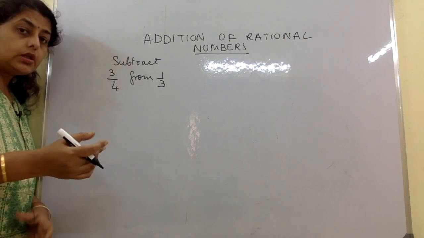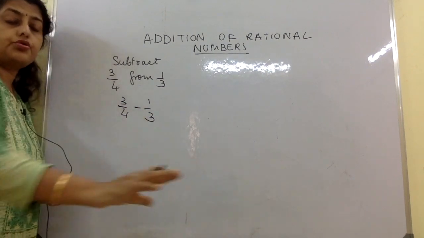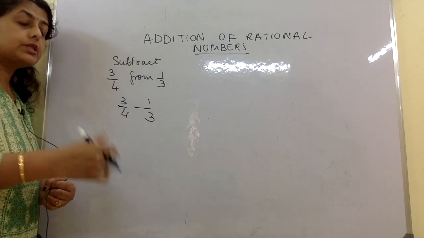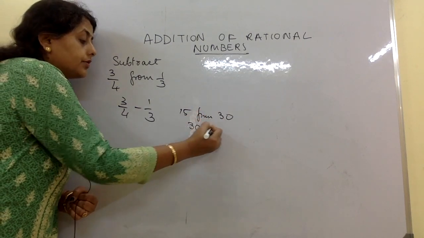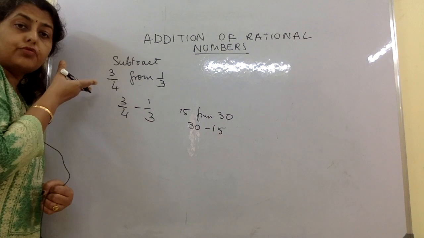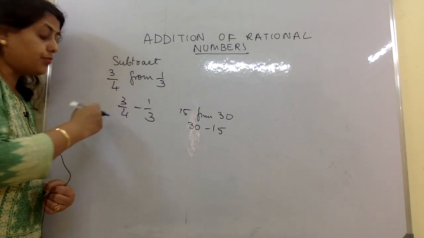50% of the people do this. 3 by 4 minus 1 by 3 and it goes wrong. Okay, if I tell you subtract 15 from 30, will you not write the 30 first and then the 15? So what went wrong here? Okay, here why can't you do that? Okay, so you should put what?